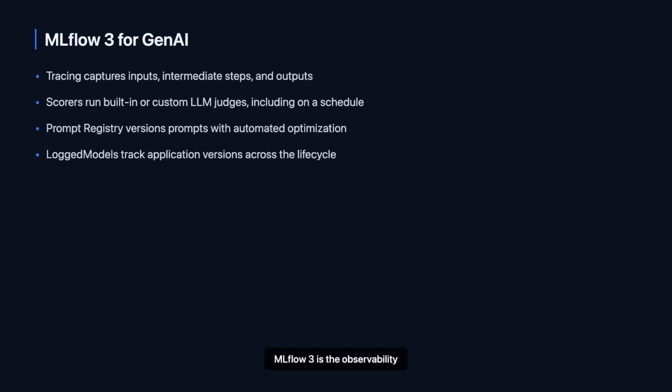MLflow 3 is the observability and lifecycle layer, and it has 4 pieces worth knowing by name. Tracing captures the inputs, intermediate steps, and outputs of every run, so you can see exactly what your agent did. Scorers run quality evaluations, either built-in metrics or custom large language model judges, and they can run on a schedule against production traffic, not just at development time.